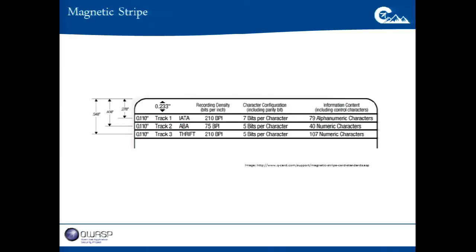Now let's take a quick peek at what your credit card has. So your typical magnetic stripe credit card has some data, and that is this data. We'll go into details about it. There are three tracks on that magnetic stripe, and this is public information. I got the image from this link, but you can find this information pretty much anywhere on the net. Track one is basically, this is the density of the tag. It has 210 bits per inch. It's basically how much data it can store. It can store 7 bits per character, and as a result can store 79 alphanumeric characters. Track two is 75 bits per inch, stores 5 bits per character, and can therefore store about 40 numeric characters.